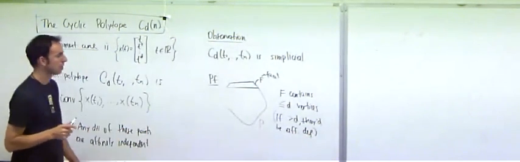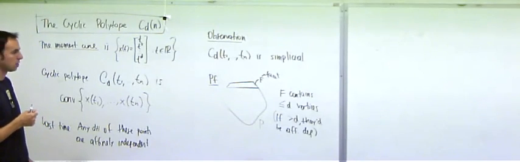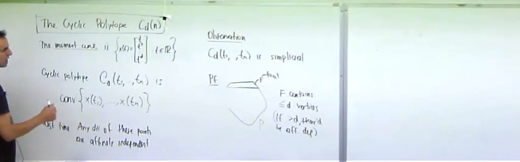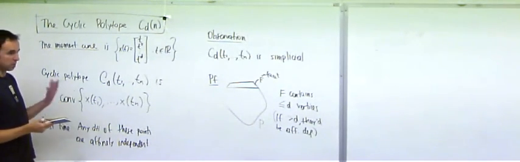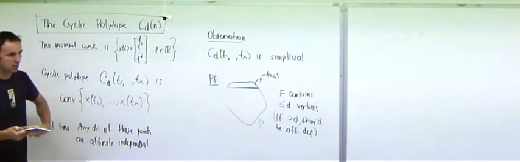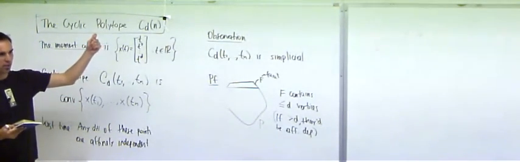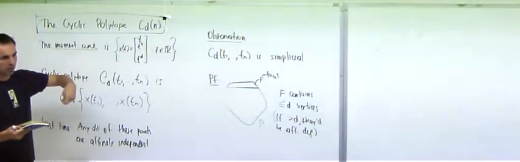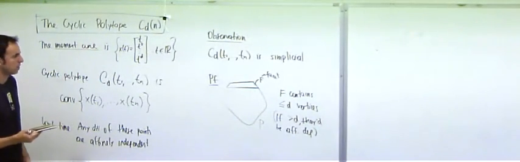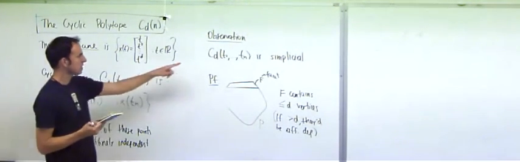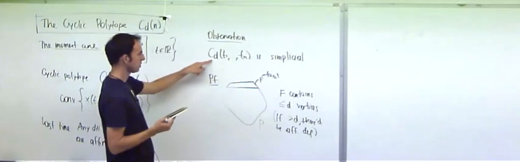Question? In your C sub d of t1 to tn there, doesn't that n need to be d plus 1? No. So n has to be at least d plus 1, but it could be more. So what I'm doing is I'm taking this moment curve, and I need to take at least d plus 1 points on it. But I'm taking n points where n could be bigger than that. So then your C_d might not be a simplex. Right. So C_d is not a simplex, but it's simplicial.